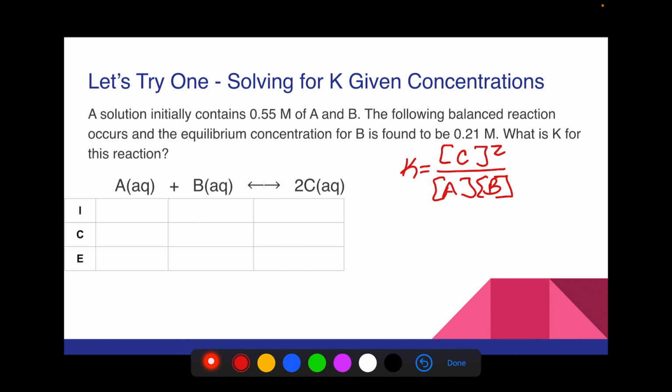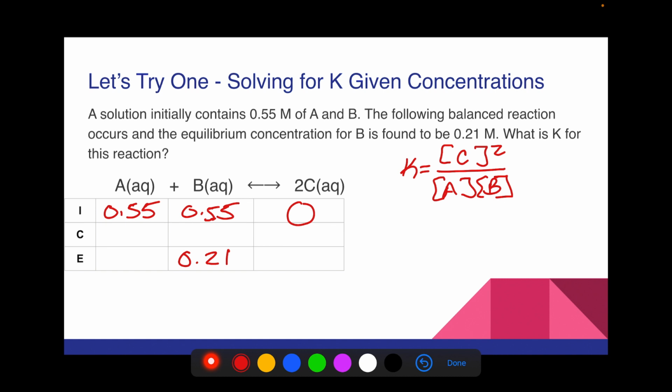Now I'm going to fill in what we know in our ICE table. We know that initially we had 0.55 molar A and 0.55 molar B. We can assume that we have no C to start, since we're not told that there's any C in the system. And then we're told that at equilibrium, we have 0.21 molar B. Based on this information, we can now fill in the things we don't know.